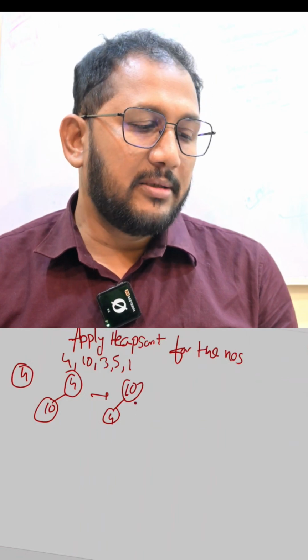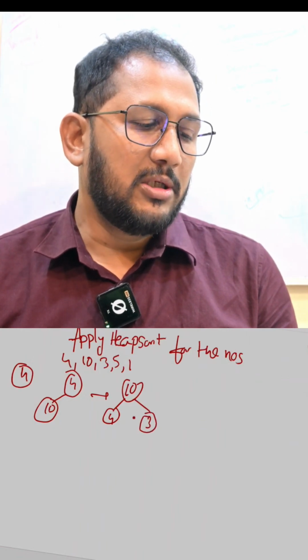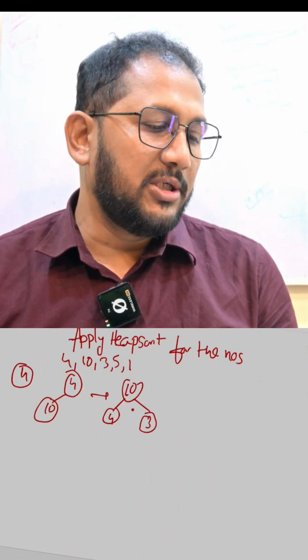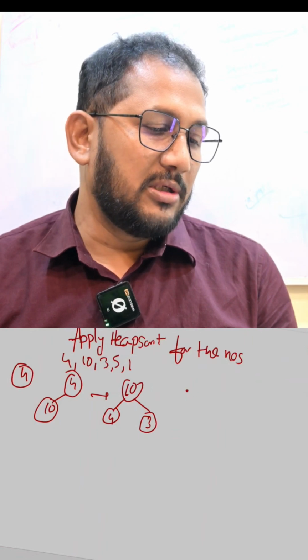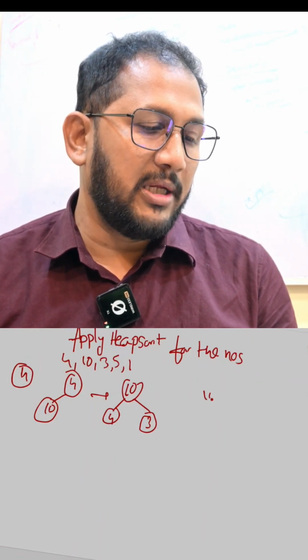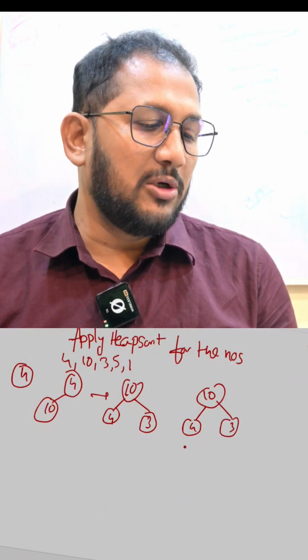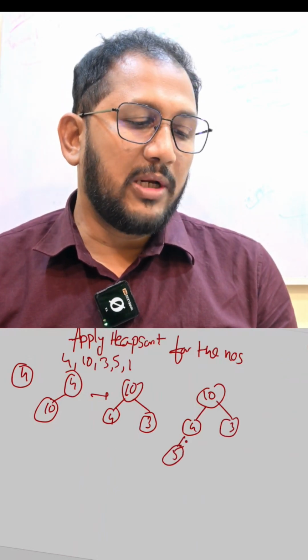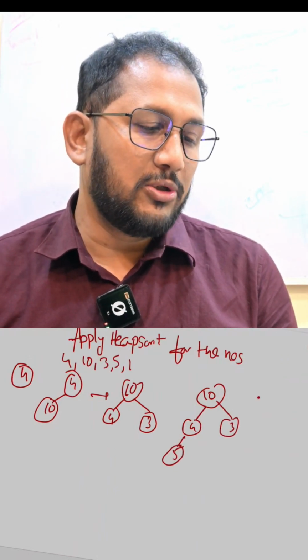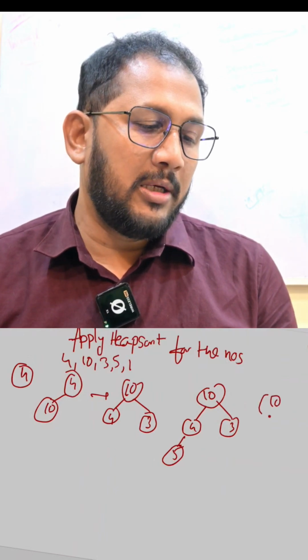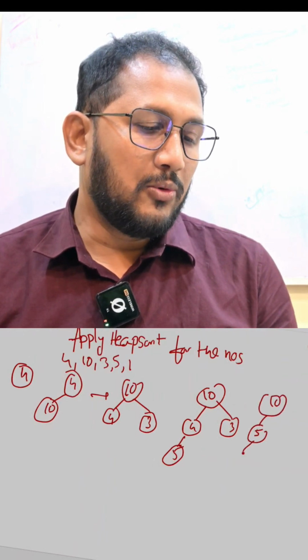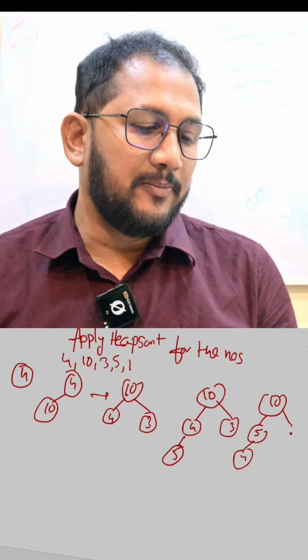Next 3 is added. There is left and right. Now the 10 is greater than 4 and 3. Next one is 3 and next one is 5. 10, 4, 3 and the left child of 4. Now 4 and 5 are swapped. So that is equal to 10, 5, 4 and this one is 3.